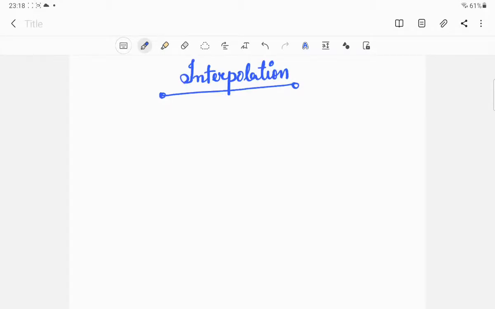Students, today we will discuss interpolation. Interpolation, from the word you can, I think you can understand the idea.